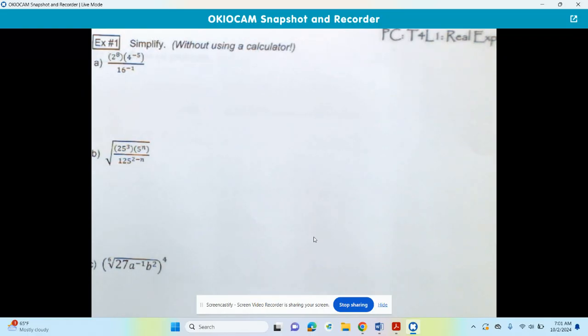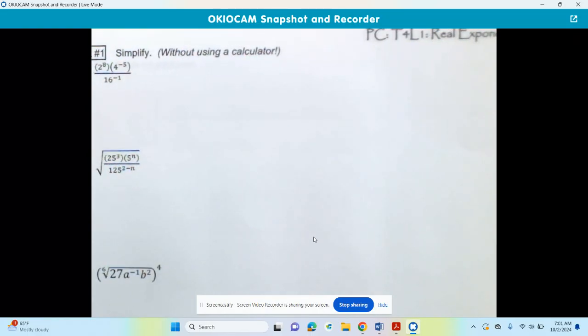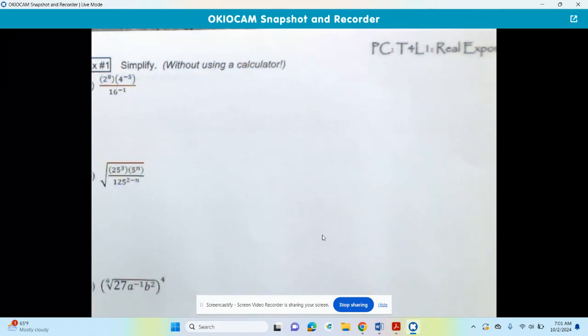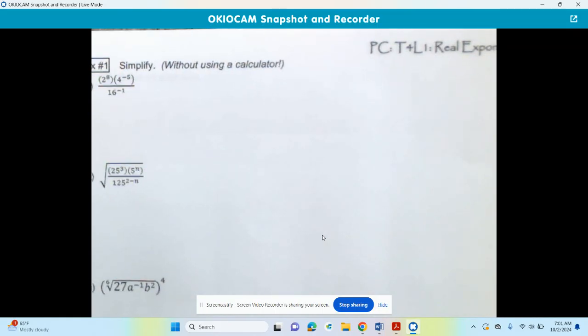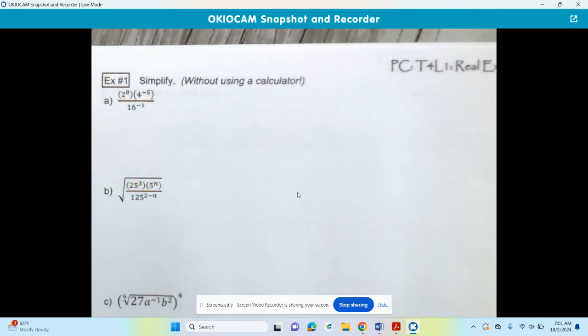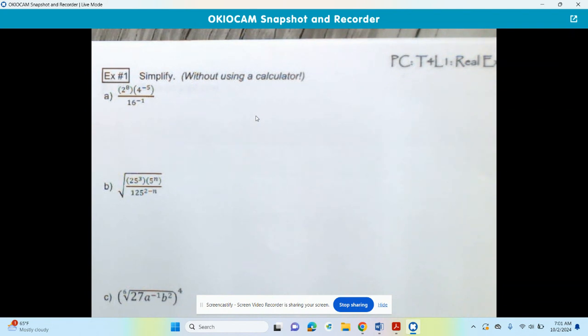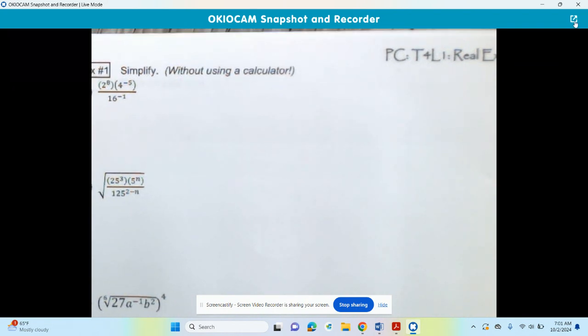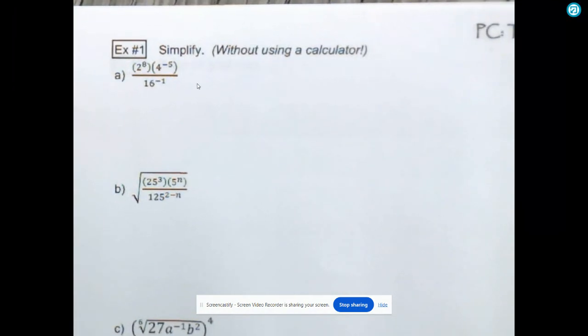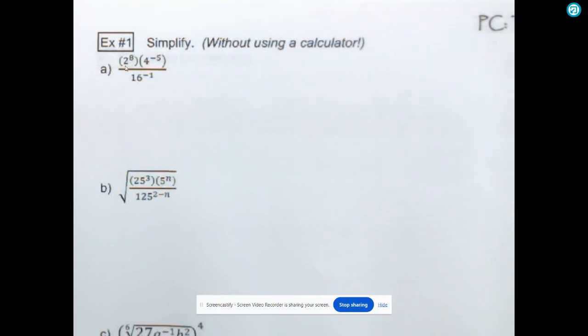We're going to start with the first one. The first thing you need to do whenever we're dealing with exponents is see if we can get it to the same base. This does require you to know your multiplication facts. So when I look at this, the lowest base I have is a base of 2. So I need to try to make 4 and 16 into a base of 2, and I can do that.